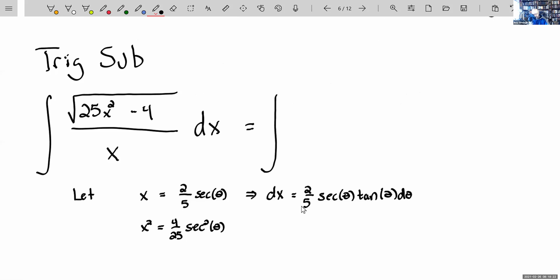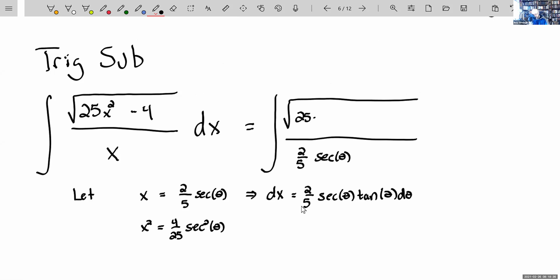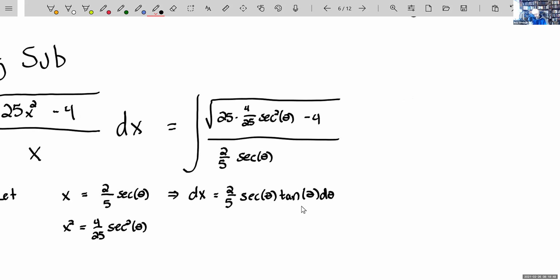This is the integral of, well, the x downstairs, I'll start with that, is going to be 2/5 secant of theta. Upstairs, we have the square root of 25 times x squared, but x squared is 4/25 secant squared of theta, and then minus 4. And dx introduces a whole bunch of other stuff, right? 2/5 secant of theta, tangent of theta, d theta.